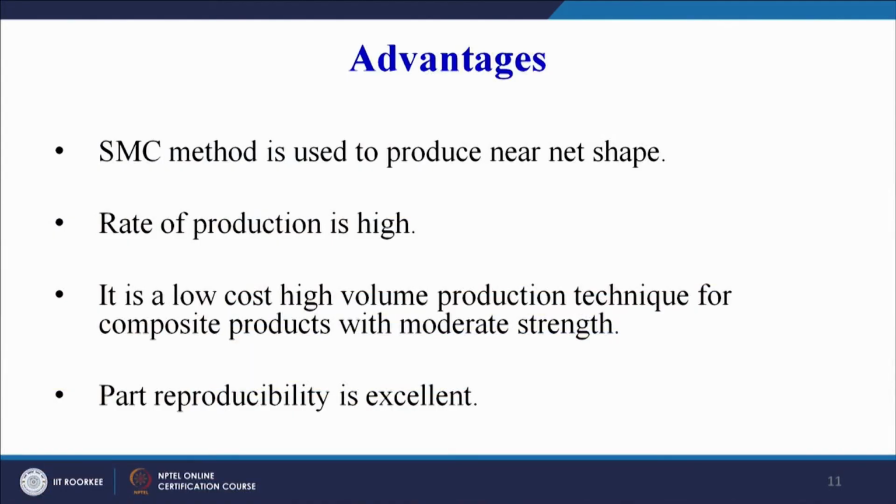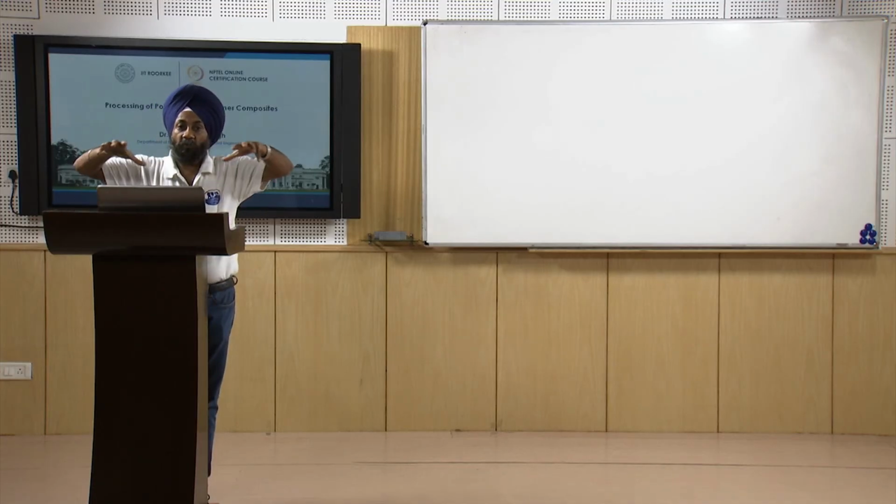Now coming on to the advantages, usually we finish all our sessions with advantages and limitations. Now what are the advantages of SMC? The SMC method is used to produce near net shape. Why? Because whatever SMC product we are producing, we cut it as per the desired shape of our product, and then we stack it layer by layer up to the required thickness, and then we put it in an autoclave, and then we apply heat and pressure for final curing of the product to take place. So there is no wastage of material in the case of products made by SMC.